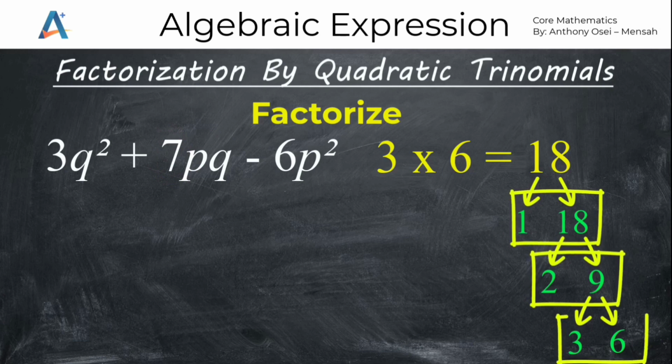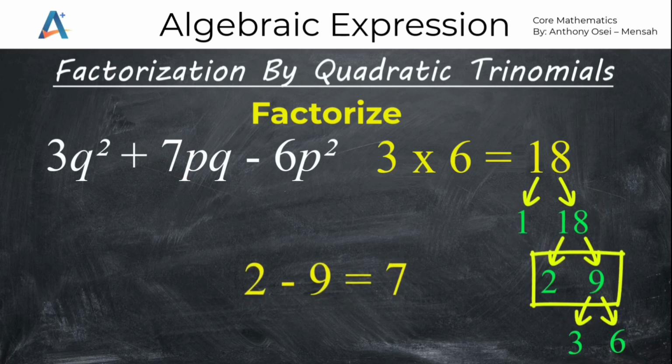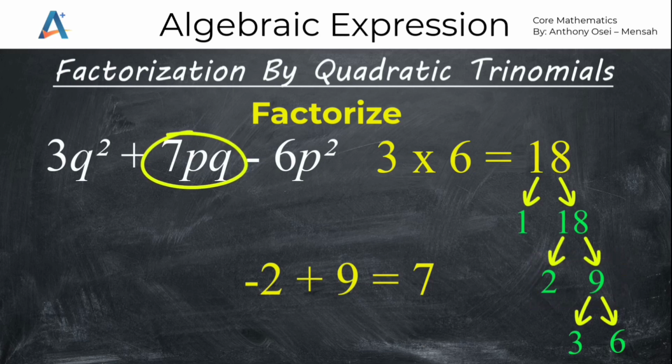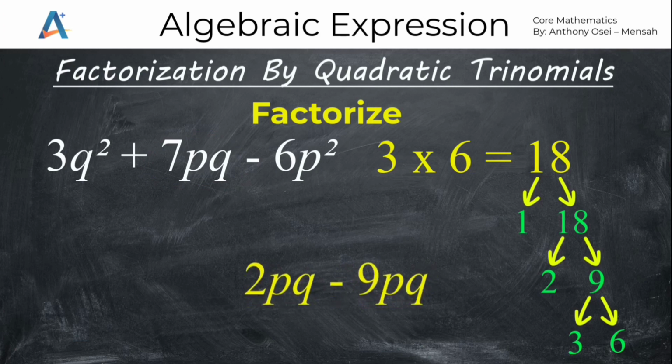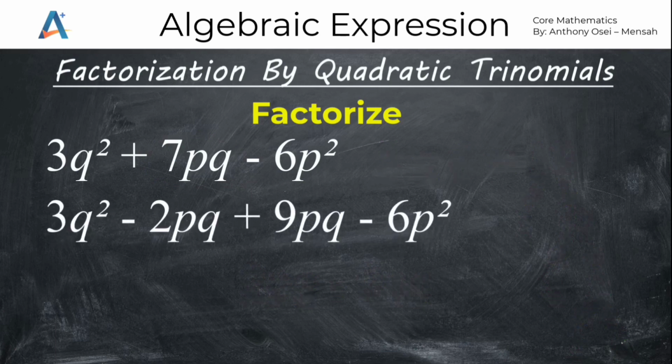Now, if you check all of them, 2 and 9 can give us 7 by subtracting, or we can say minus 2 plus 9 will give us 7. But remember, 7 is pq, so it becomes minus 2pq plus 9pq, which gives us 7pq. Let us then transfer and substitute. So we get 3q squared minus 2pq plus 9pq. Finally, let's bring our minus 6p squared.